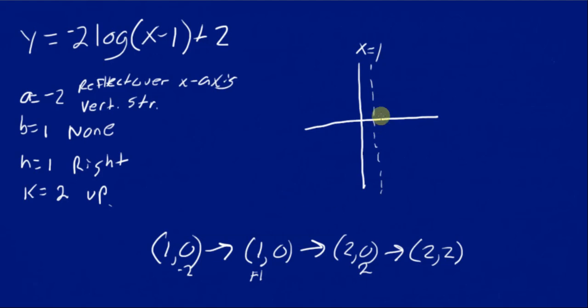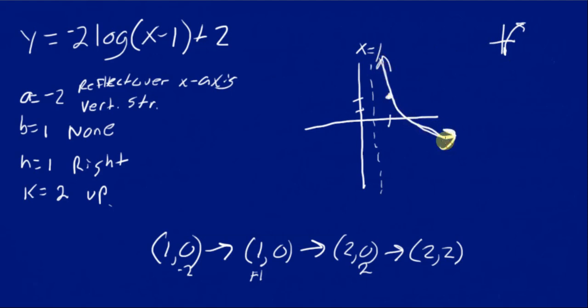Okay, let's see now what we have over here. This is (2, 1, 2). Here's my point. And this is a reflection about the x-axis. So my parent function of the logarithmic looks like this, but I have to reflect it, so it's going to be coming like this.